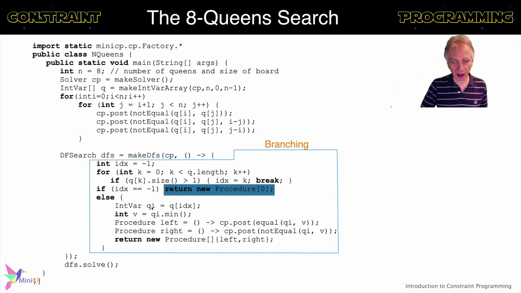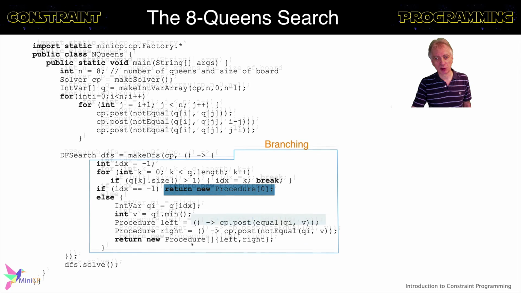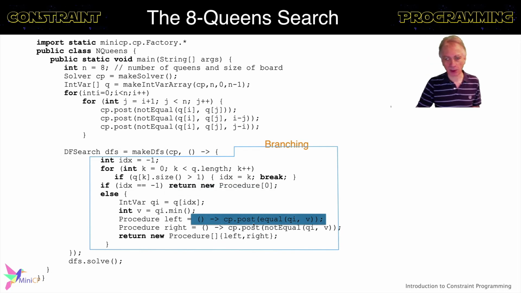Otherwise, you have this variable qi now, which is given by the Queen at that particular index. Okay, the variable associated with the Queen at that particular index. I take its minimum value v, and now I'm generating two branches. The first one is very, very simple. I'm posting into the constraint programming system the fact that the variable qi is equal to v. Now, you remember what we did in the last video, right? So when you post a new constraint, what's going to happen? It's going to assign qi to v, and then it's going to propagate. The fixed point algorithm is going to be called, right? And then what are you going to do? The second branch that you see there is simply saying that qi is not equal to v.